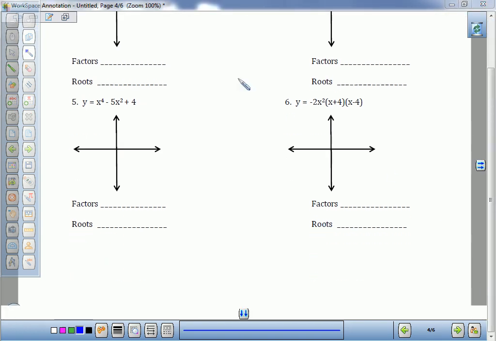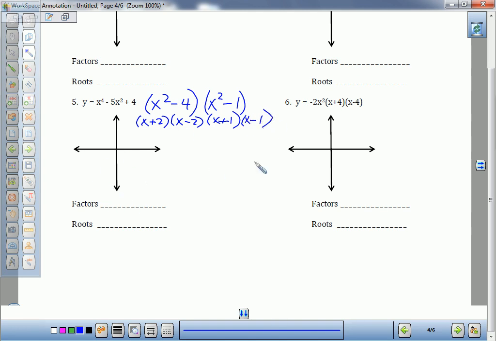All right, let's take a look at the last 2. Oh, this one's a fun one. It is a quartic that's in quadratic form. So we can factor it like this, x squared minus 4 and x squared minus 1. Now, each of these factors further. This factors to x plus 2 times x minus 2. This factors to x plus 1 times x minus 1. And so those are our factors. So y equals x plus 2, x minus 2, x plus 1, x minus 1, which gives me roots of negative 2, positive 2, negative 1, positive 1.